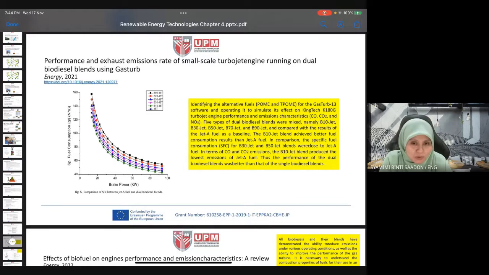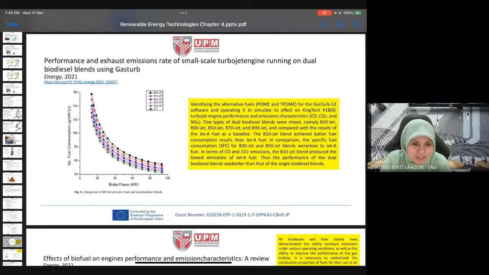That is one of the important criteria as well. Five types of dual biodiesel blends were mixed. In this study, we mix at least two types of biodiesel to see which blends can produce better performance. They are compared with the reference, which is Jet A fuel, the conventional fuel, especially for aircraft. We have B10, B30, etc. That is the name for these alternative fuel blends.